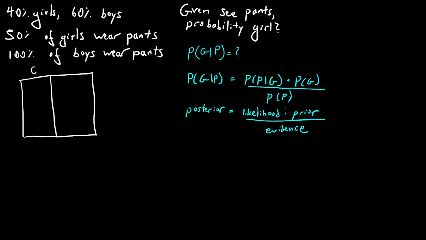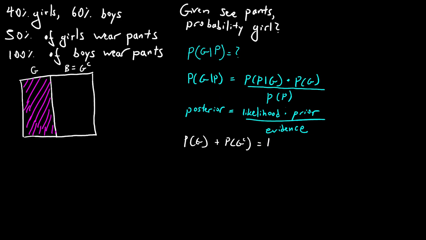So this side is going to be the girls, and this side is going to be boys, also known as girl complement. And if you've never seen that notation, the complement of something just means not something. So the probability that a person is a girl plus the probability that the person is not a girl should sum up to 1. And that makes sense, right? A person is either a girl or a boy with 40% or 60% probability respectively. And to make it clear that this side is girls, I'm going to shade it in with this pink color here.